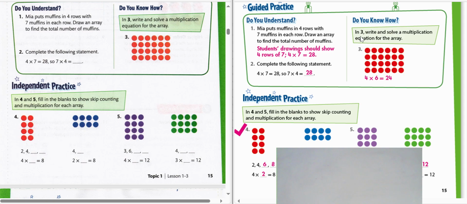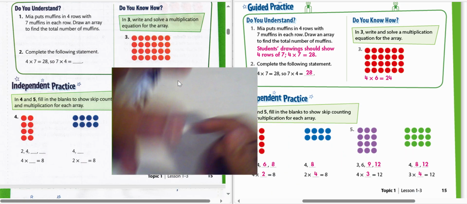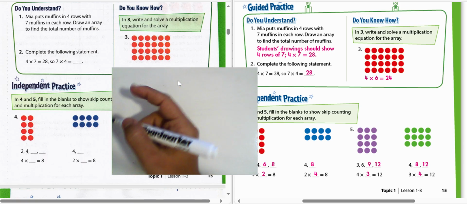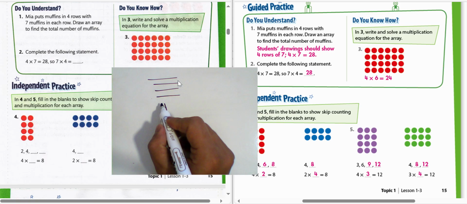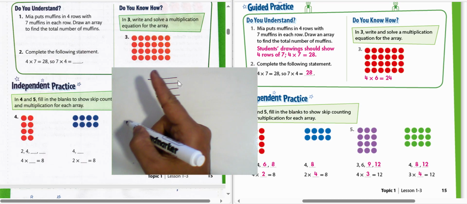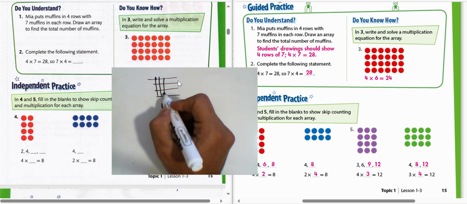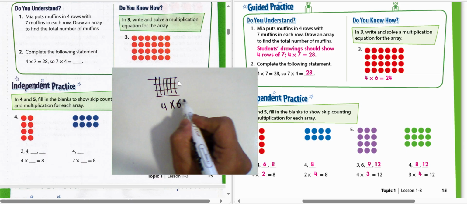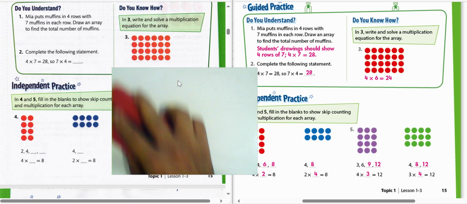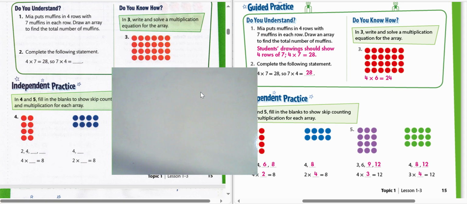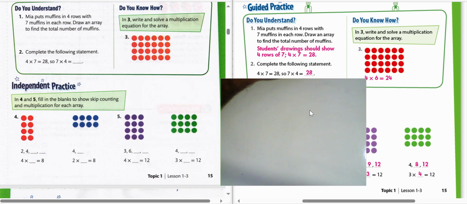Okay, next question. Rewrite and solve the multiplication equation for the array. In this example, count the number of rows with me. 1, 2, 3, 4. We have 4 rows. Each row contains 1, 2, 3, 4, 5, 6. 4 times 6 equals 24. Okay, then the total number here will be 24. Understood?